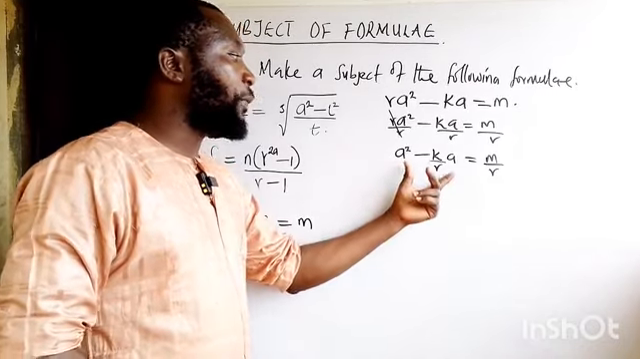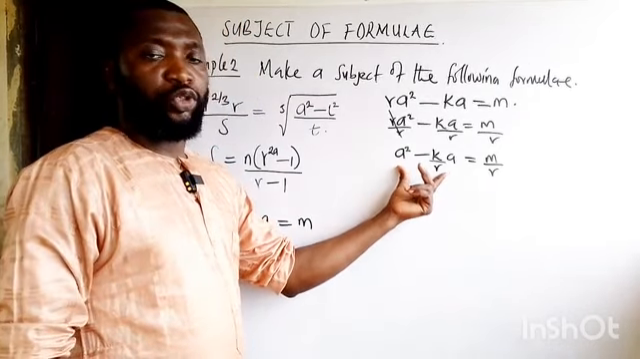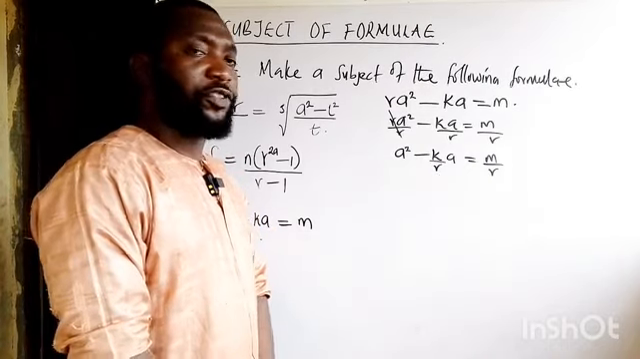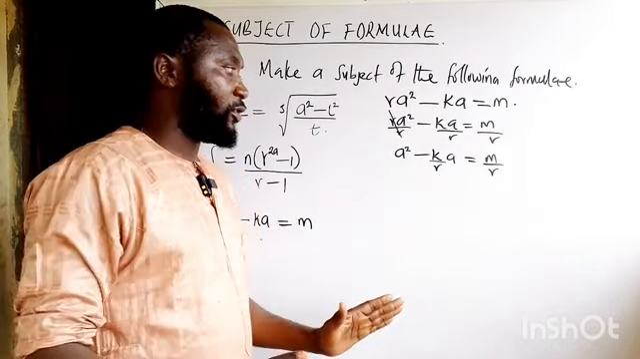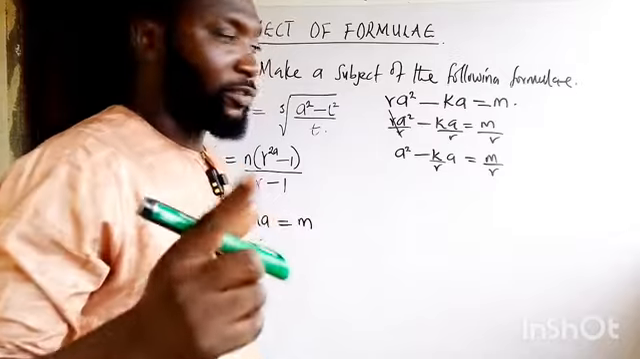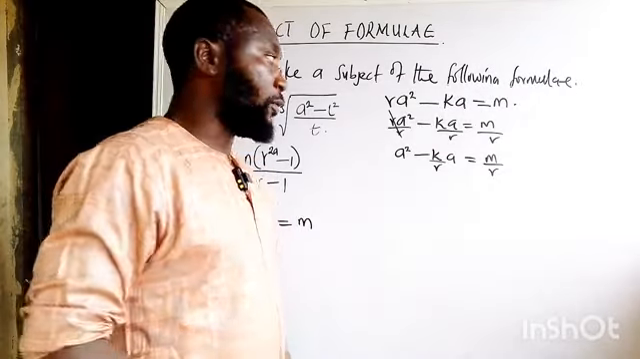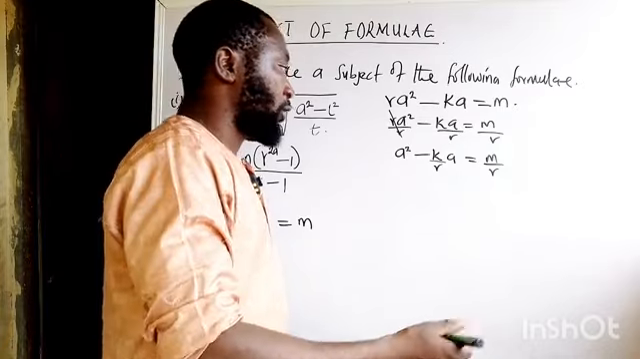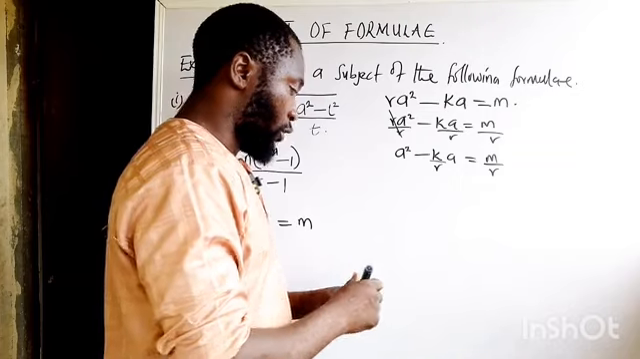Now you complete the square of this. How do we complete the square of this one? It's very simple. Please watch my video on factorization using the completing the square method. It's there, but I will still explain, though for details you can watch the video.